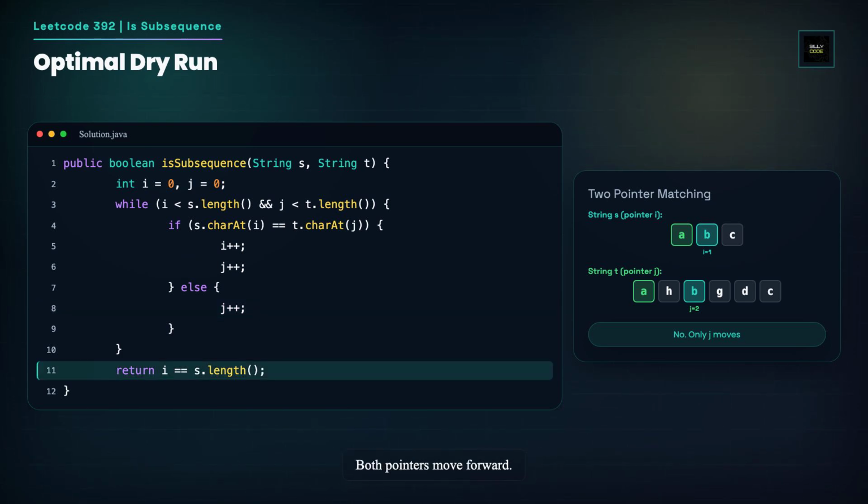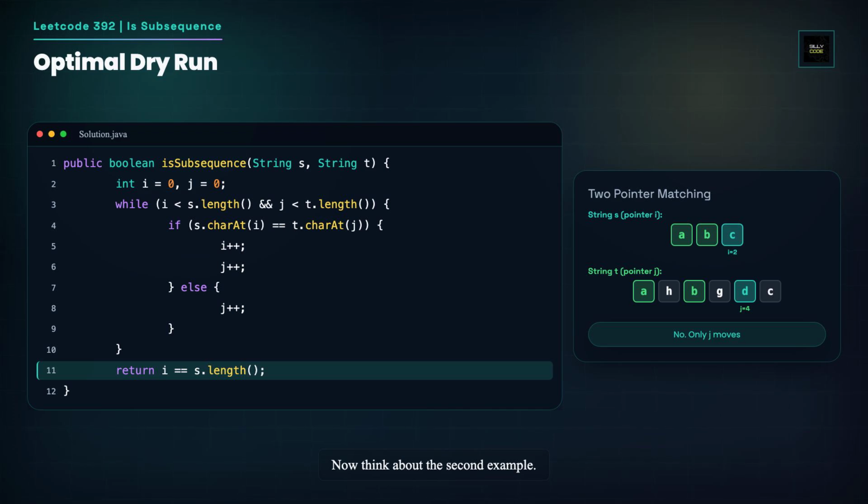Both pointers move forward. Pointer I now points to C. Pointer J moves to G. Let's compare. Do they match? No, so only pointer J moves. Next, pointer J reaches D. Still no match. Only pointer J moves again. Finally, pointer J reaches C. Now both characters are the same. We've found our final match. So both pointers move one last time. Pointer I has now reached the end of string S. That means every required character was successfully matched. So the answer is true.